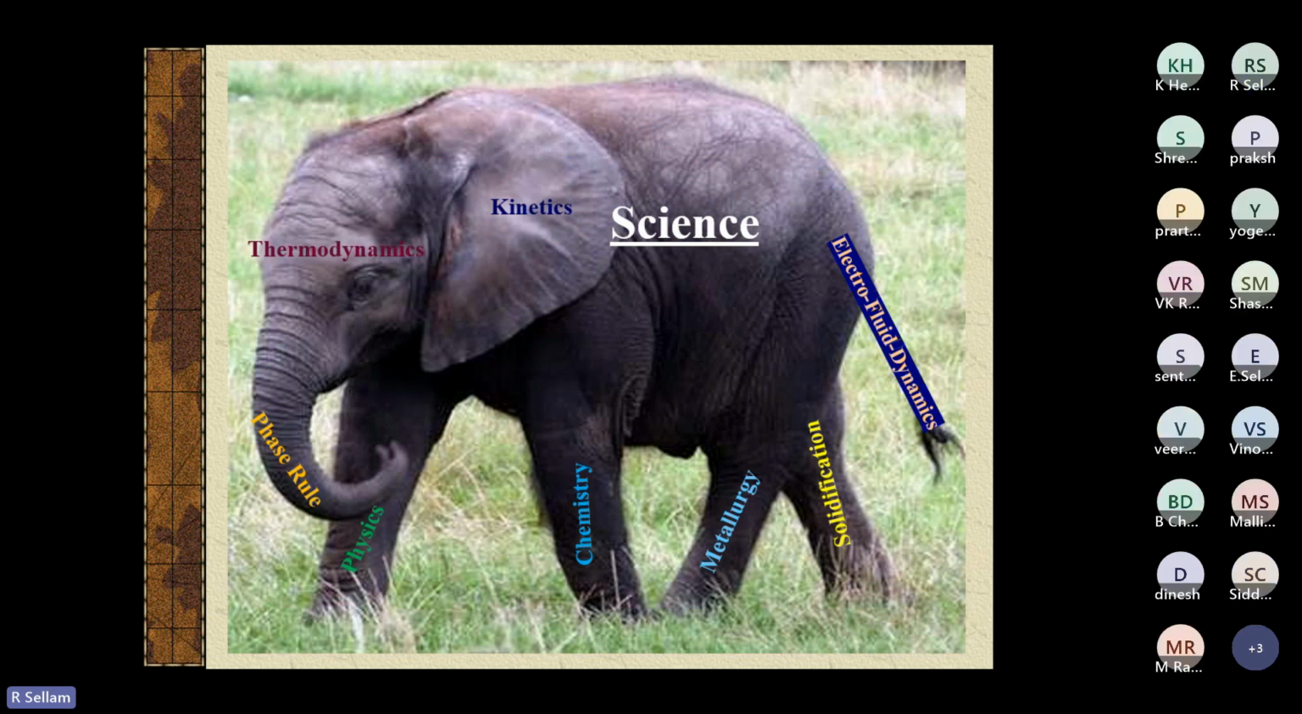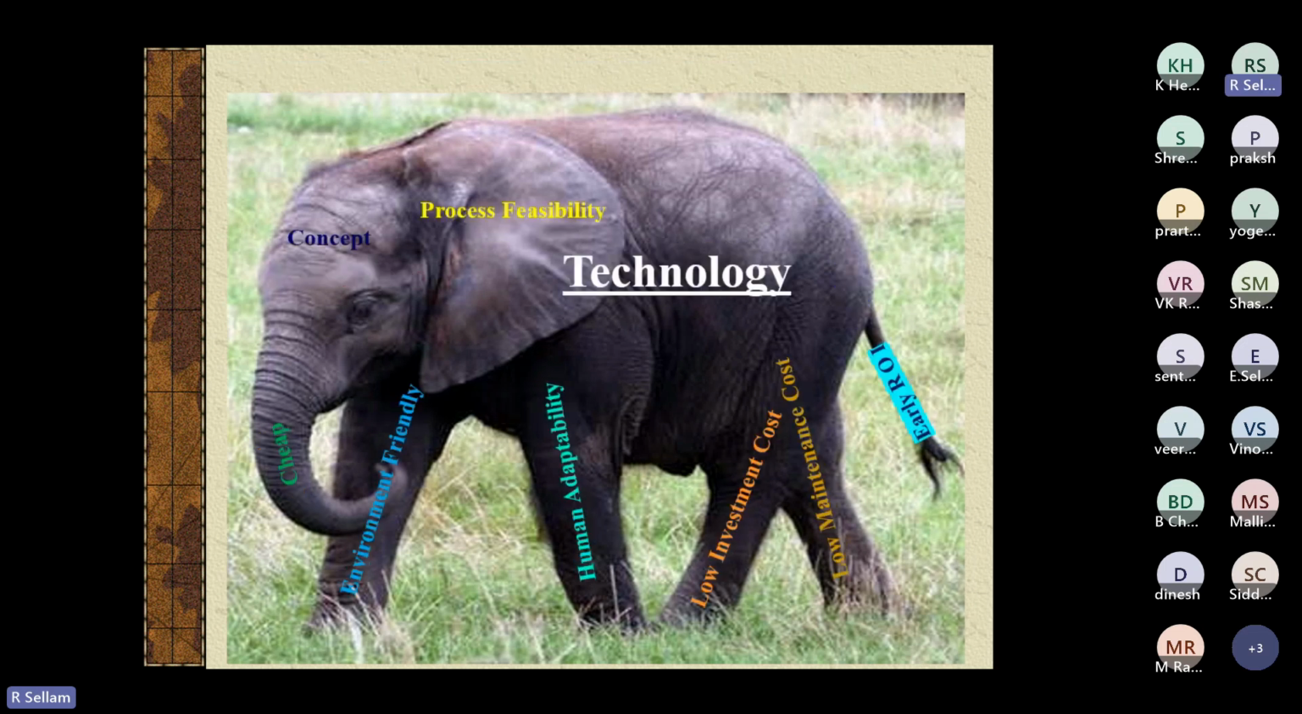In science, several terms are available: thermodynamics, kinetics, phase rule, physics, chemistry, metallurgy, solid education, electrofluid dynamics. So many typical avenues are there to deal with in science. But science is not all. You are all technical people, so you will be interested in technology. And if you go for the technology part, there are several other factors.